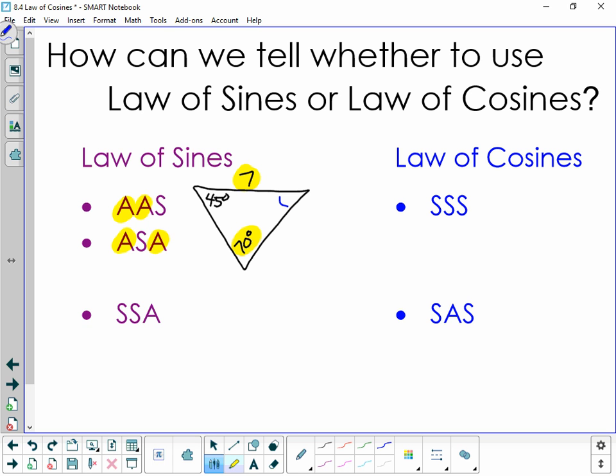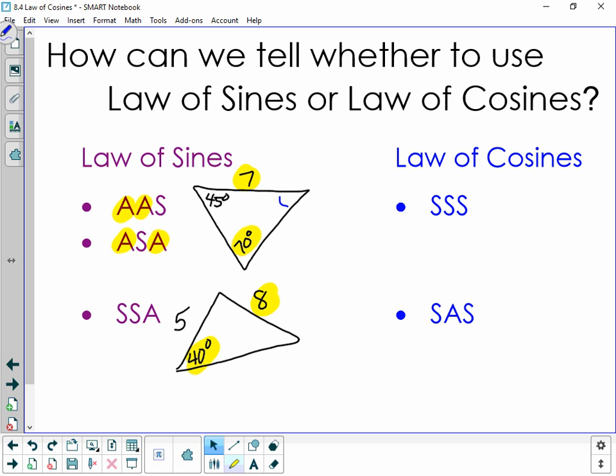Another case in which you can use the law of sines is if you have two sides and one angle and they're across from each other. Let me draw a picture of what that looks like. If you have like a 40-degree angle and you know this is 5 and this is 8. Again, if you have that partnership, you can use the law of sines.